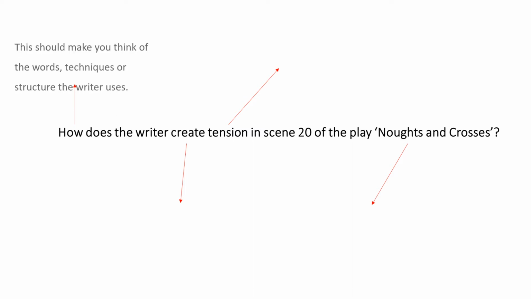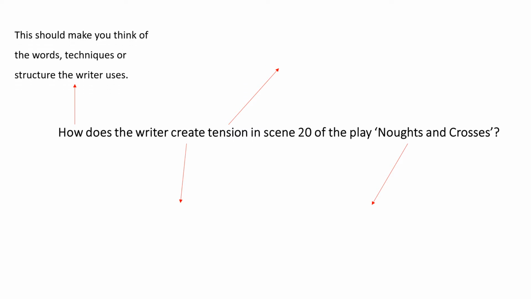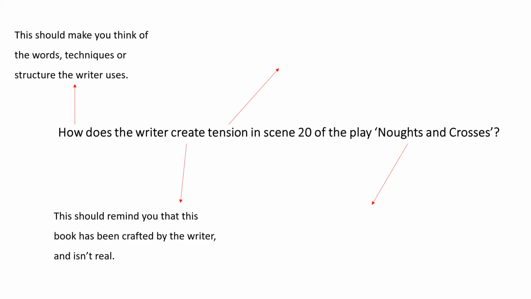So as usual, we're looking at our first word there, and it's the word how. Now immediately this should be a word that you're used to seeing, and it should be a word that now starts to make you think of, well, this is asking me what words the writer is using, so their language, what techniques they are using, and what structure they are using if you feel like it's appropriate. This connects nicely to that word create there. Again, it's how does the writer create?